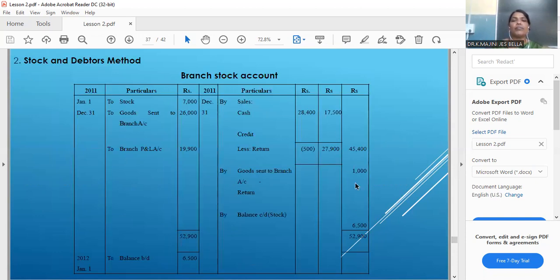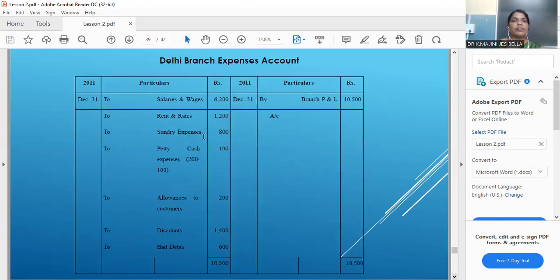The debit side total is 52,900. You just subtract the stock and it's into branch. You will get the profit 19,900. To branch profit and loss account 19,900. Okay, here the stock is there, 6,500. That stock we will bring down for the next year, January 1st 2012, to balance BD, 6,500.